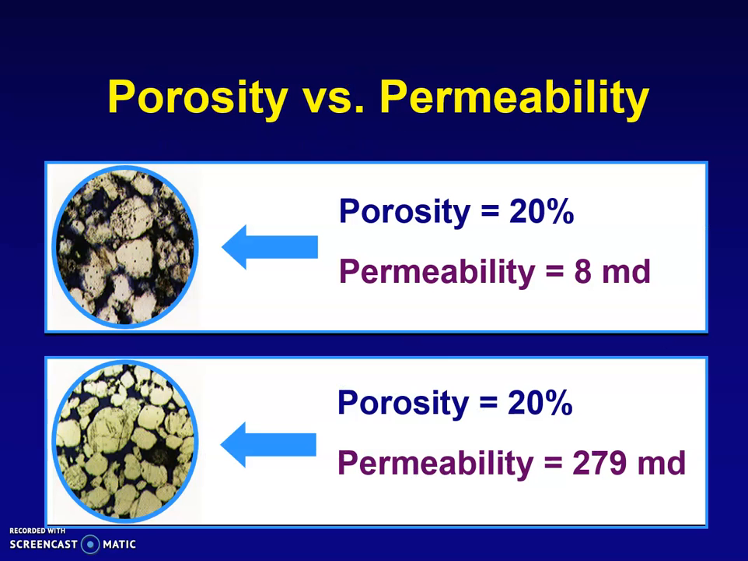For example, you can see here in this picture that both of these rocks have 20% porosity. You can't see it, but it's calculated for you. They have the same porosity, but this one has 8 millidarcy permeability and this one has 279 millidarcy, because there are more connections between all these pores, and that is what permeability is, right?